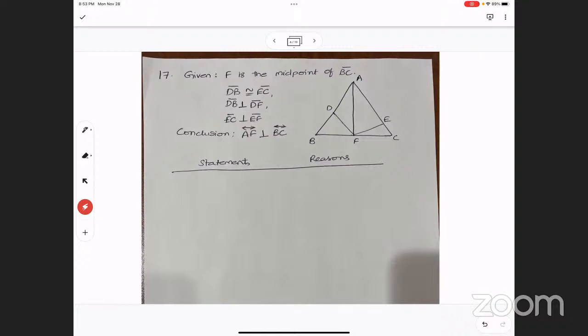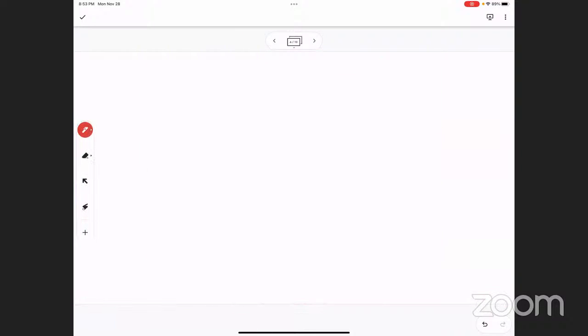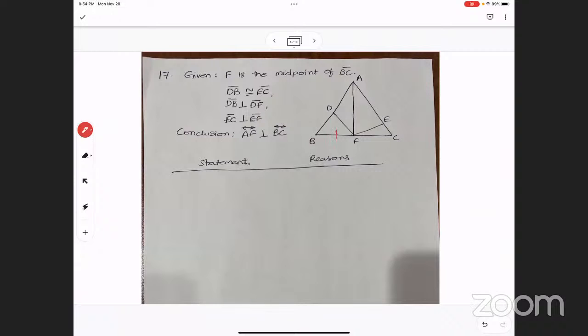All right, 17. Given that F is the midpoint of BC, we can say that those are equal by definition of midpoint. Let's write DB and EC. DB and DF, that's given. EC and EF, that's given.